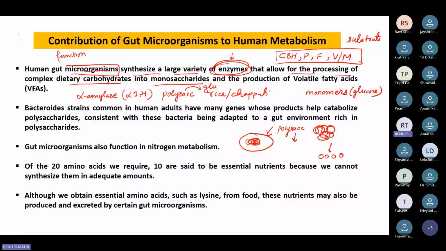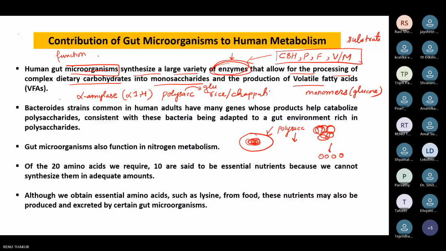This feature is utilized by industry. Now I am one of them. Basically, my PhD is in enzymology, industrial biotech. I use microorganisms to synthesize enzymes, but I do it extracellularly. But in our body, it is done through this substrate. They convert it under different conditions into enzyme. These enzymes will be used for the conversion of this complex dietary carbohydrate into monosaccharide and the production of volatile fatty acids, that is VFAs. So I think this point will be clear for all of you.